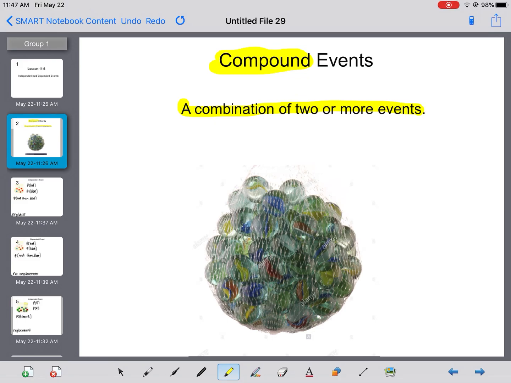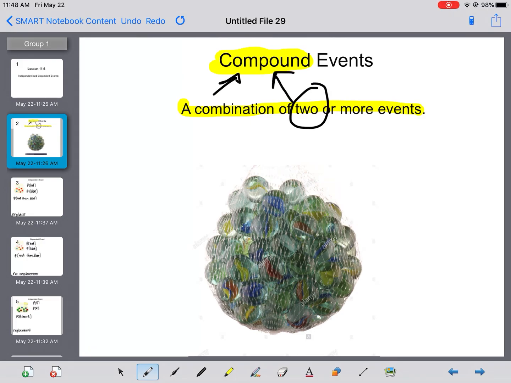When we're talking about probability with compound events, a usual example is a bag of marbles. If you pull one marble out of a bag, and then you pull another marble out of the bag, that's a compound event because two things happened. It's not just pulling one marble out, that would not be compound, but pulling out two or more marbles. So compound events are just when two things happen.